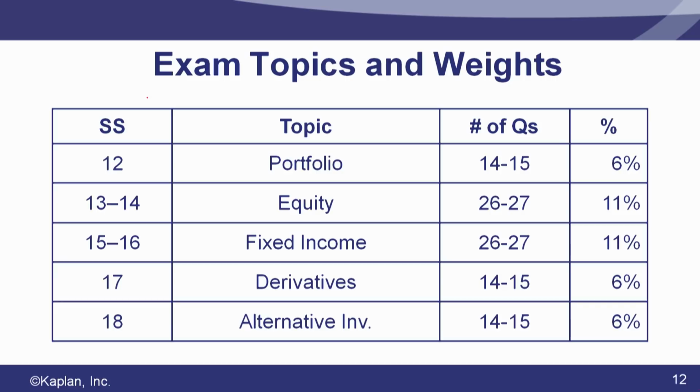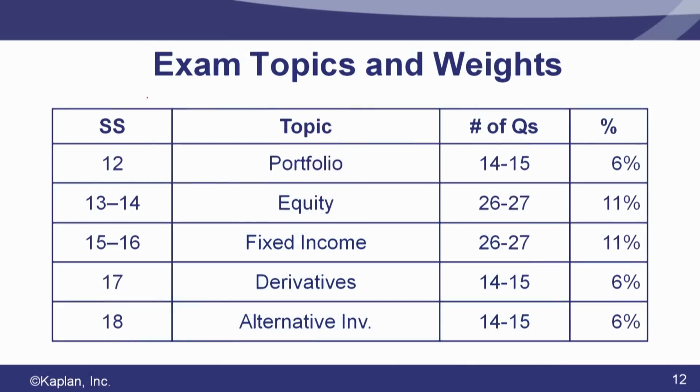Portfolio is only 6%, although there's a fair amount of material in there. Equity, 11%, 2 study sessions, 13 and 14. Fixed income, 11%. Derivatives, 6%, and finally alternative investments, 6%. So keep those exam weights in mind during your study.